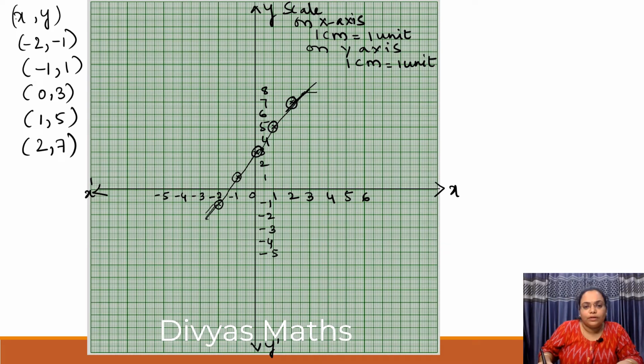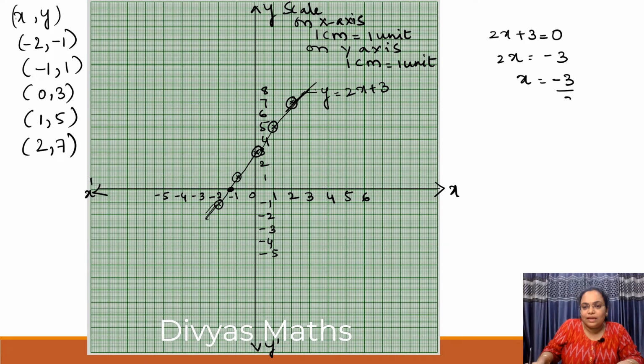So this is your y is equals to 2x plus 3. Correct? So this is the straight line you have got where the graph cuts the x-axis. At that point, it is called the zero of a polynomial. So 2x plus 3 is equals to 0. 2x is equals to minus 3. x is equals to minus 3 by 2.